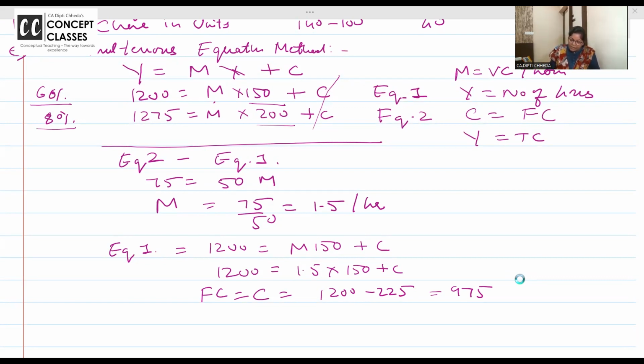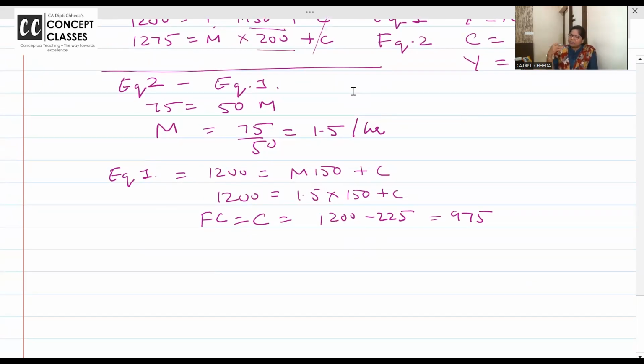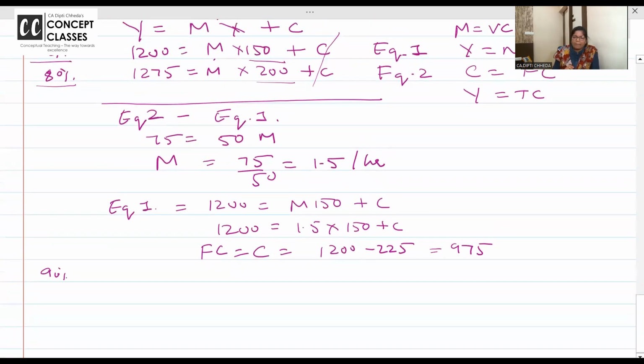Now let me use this data, dear students. They don't ask this in such depth, but it should be known. Suppose at 110% my labor hours are 220; I want to know what my cost will be. So can I calculate the total cost? 1.5 per hour, 220 labor hours, and your fixed cost is 975. 220 labor hours into 1.5. You can put the answer in the chat box faster than me.